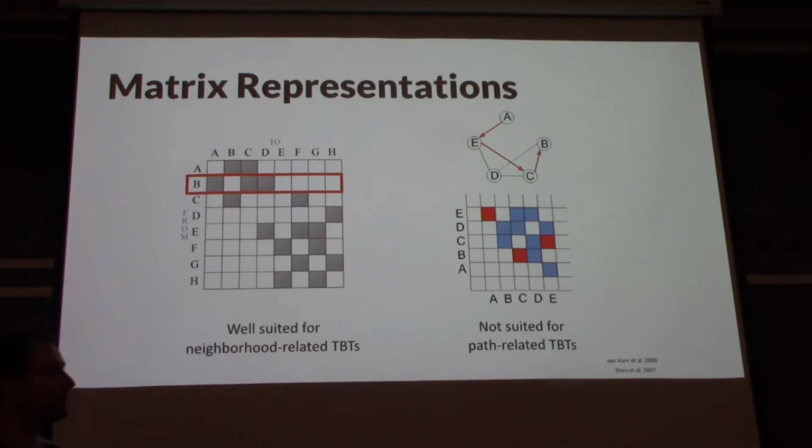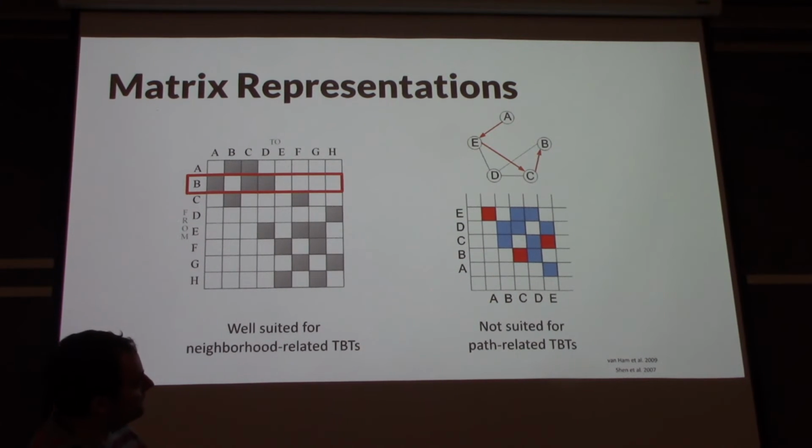For topology-based tasks, they're well suited for neighborhood-related tasks. For example, to find out what the neighbors of B are, that's very easy: it's A, C, and D. But it's really hard to find the path from A to C. So from A to C, let's try that.